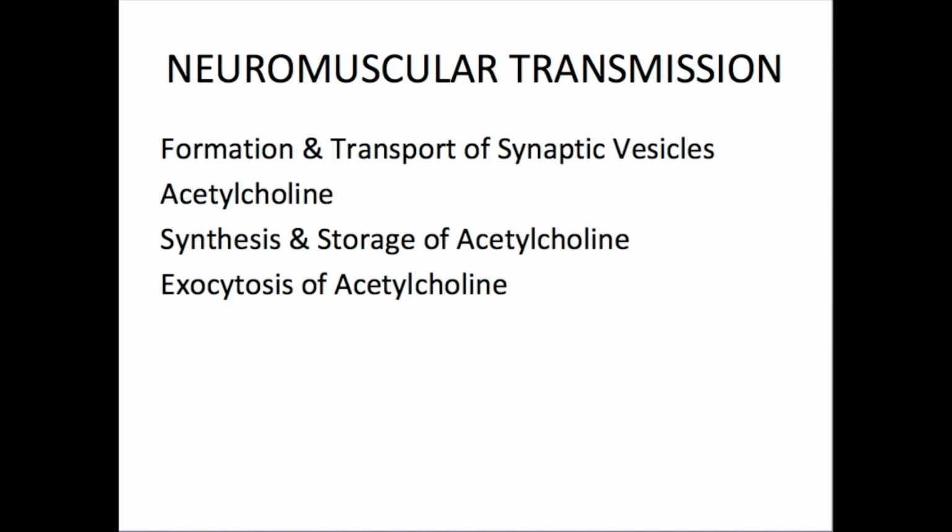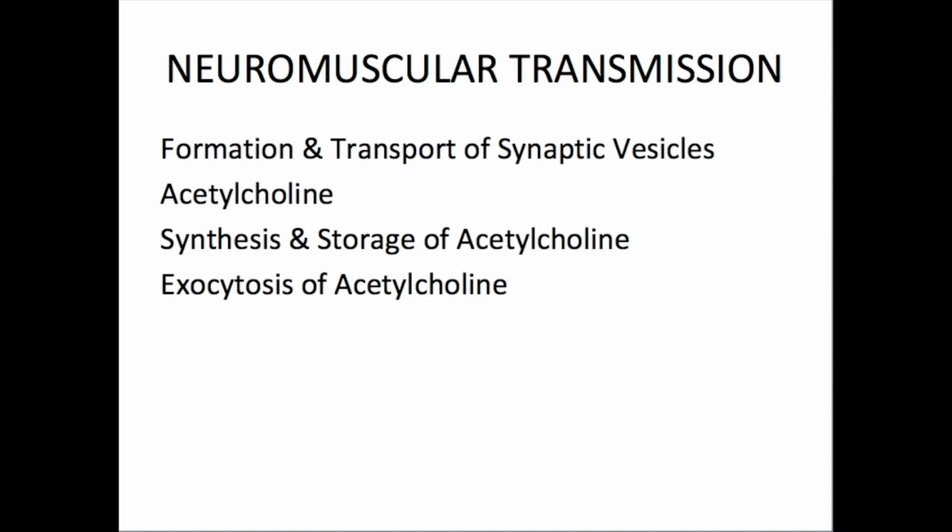For understanding neuromuscular transmission, first get to know about the formation and transport of synaptic vesicles and also what is acetylcholine. Small vesicles are formed by the Golgi apparatus in the cell body of the motor neuron in the spinal cord. These vesicles are then transported by axoplasm from the cell body to the nerve terminal. The number of synaptic vesicles in the nerve terminal of each end plate is around 300,000.